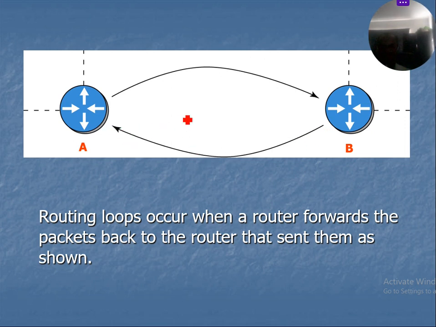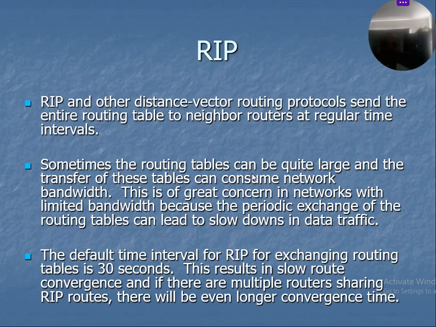So routing loops occur when a router forwards a data packet back to the router that sent it in the first place. This kind of scenario is known as a routing loop.